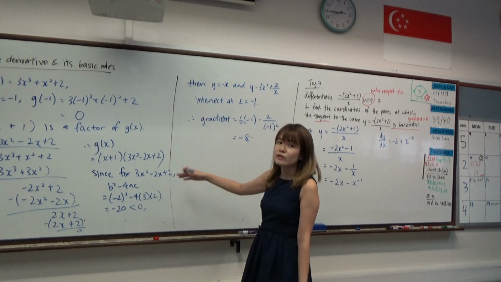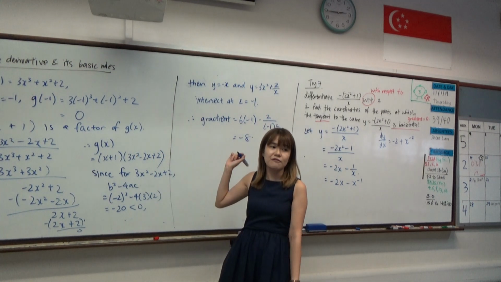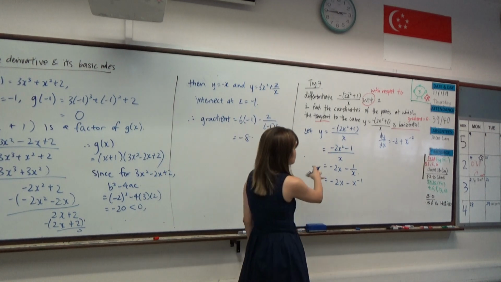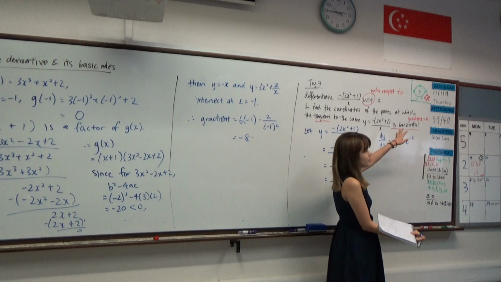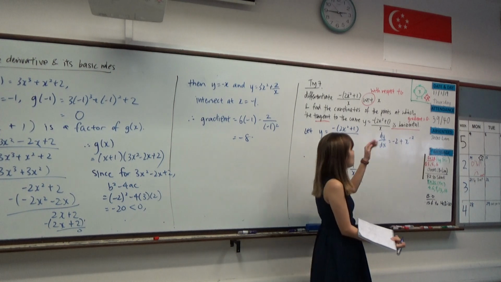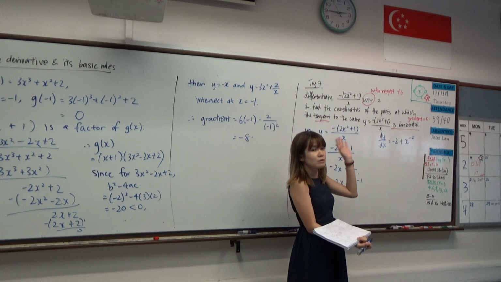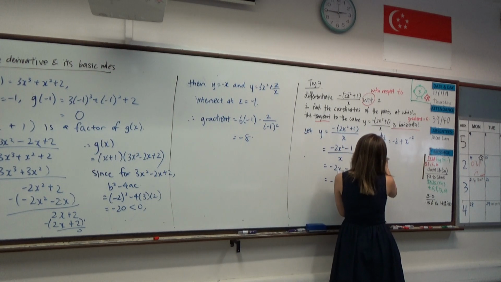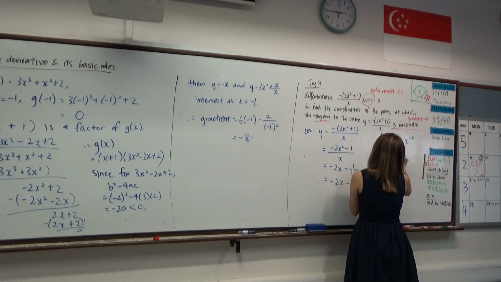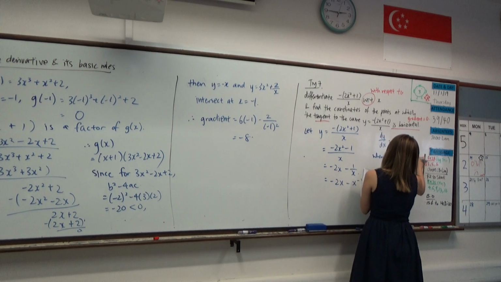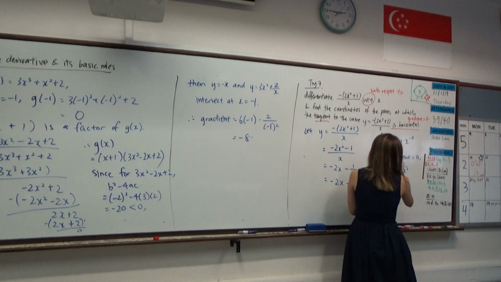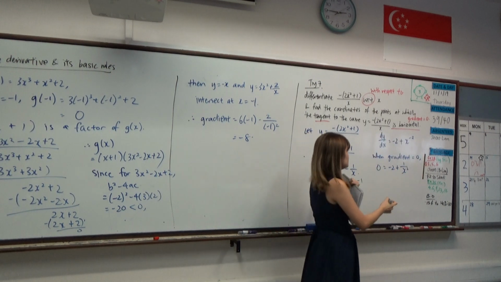Earlier on, we were trying to find the gradient, so we take the x and substitute into the derivative. Whereas in this case, we are told the gradient, and we need to find the coordinates. So we work in reverse. Substitute in dy over dx equals to 0, and then we solve for the value of x.